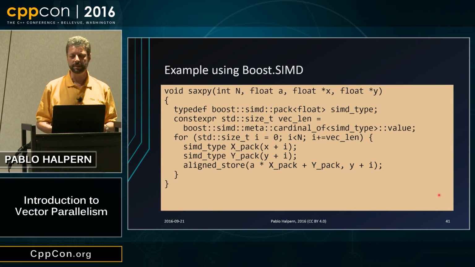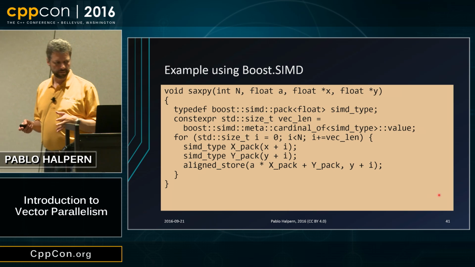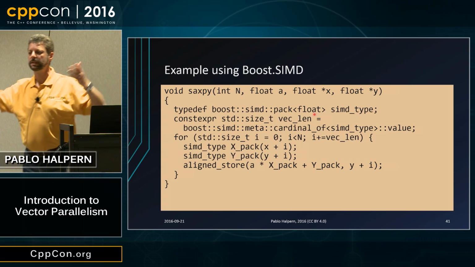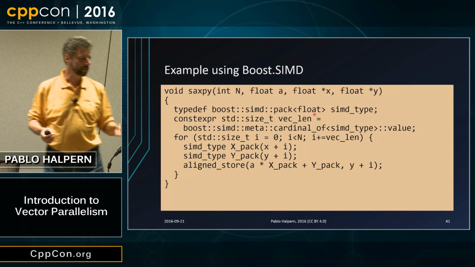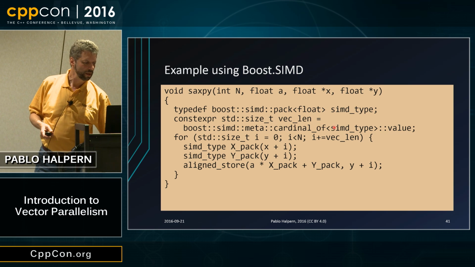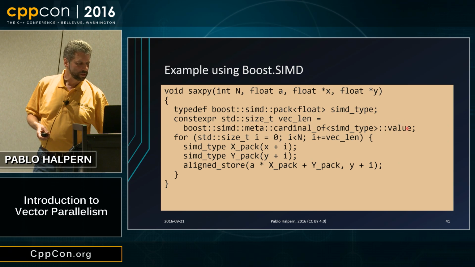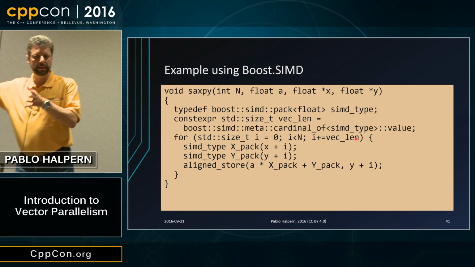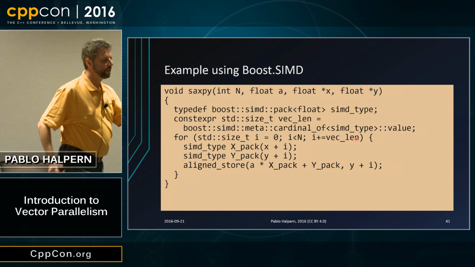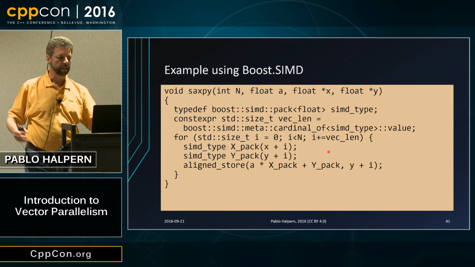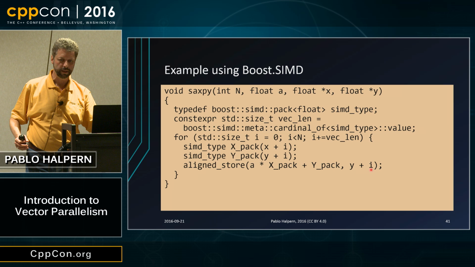This is the SAXPY computation one more time using Boost.SIMD. We create a pack. A pack means a packed set, effectively a SIMD register's worth of floats. There are ways to deal with multiple architectures that I don't have time to go into. And you say, well, how long is that? What we're going to do is go through our loop and increment not by 1, but by an entire SIMD register's worth. We're going to suck up a SIMD register of data from X and one from Y, and then do our multiplication and addition here.